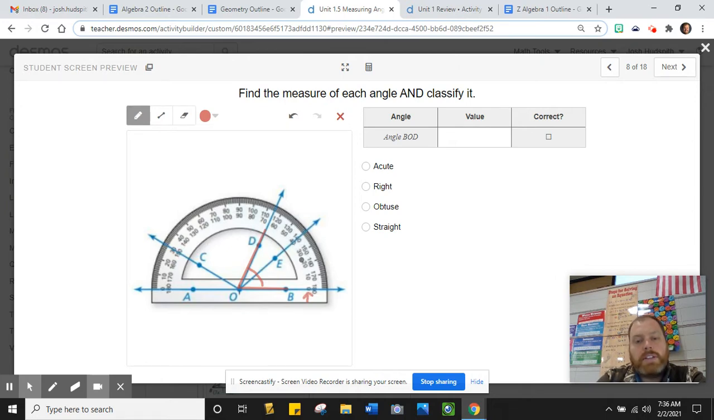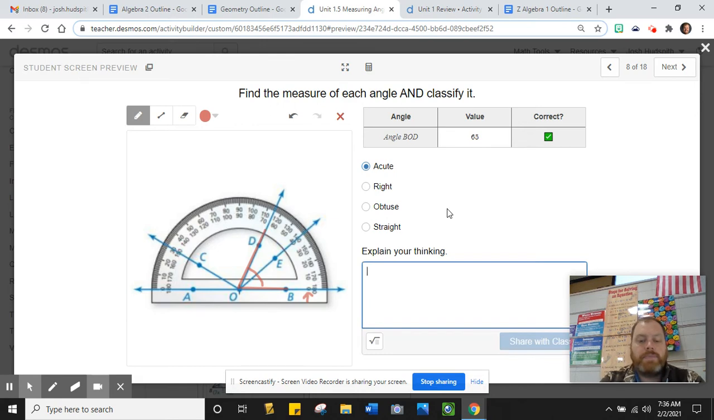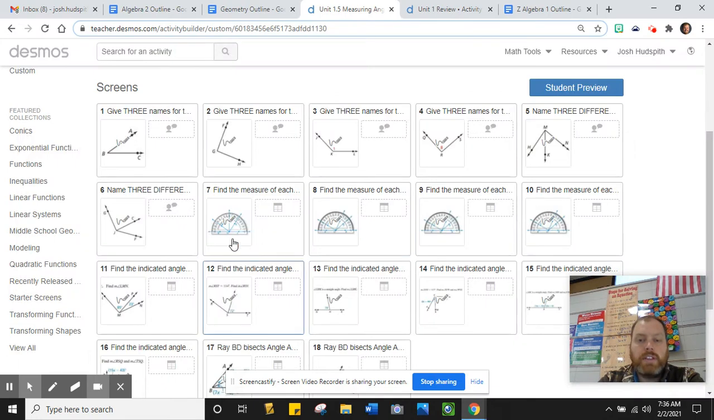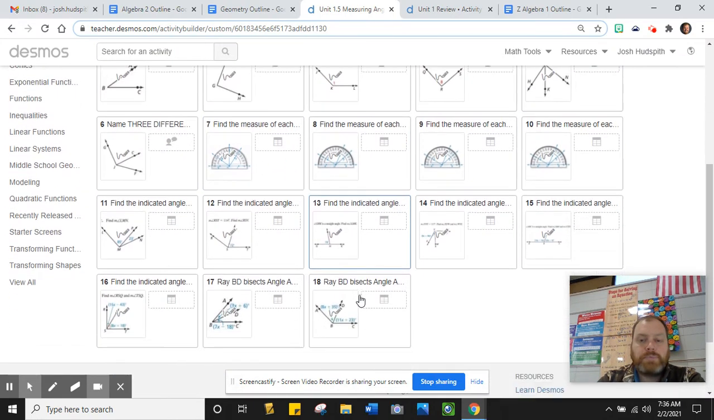So I'm going to look at all these numbers on the inside. It's between 60 and 70. Now, I can't specifically see that, but it looks to be exactly in between 60 and 70. So I'm going to say that it is 65, which should tell me it's right. And then I want to classify it, and because it's between 0 and 90, that is our definition of acute angles, between 0 and 90. So that's what you're doing with 7 through 10.